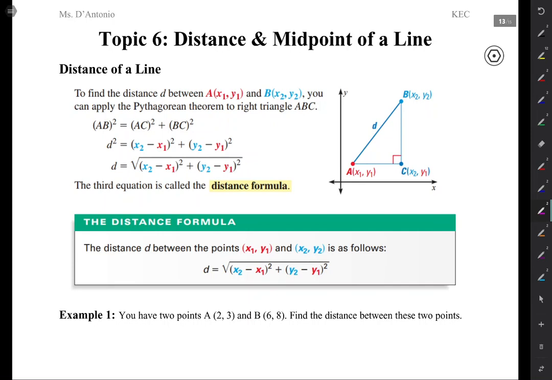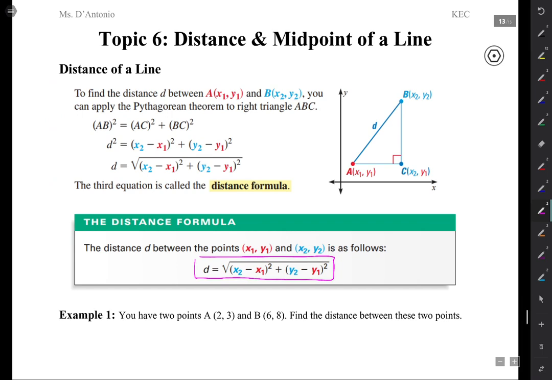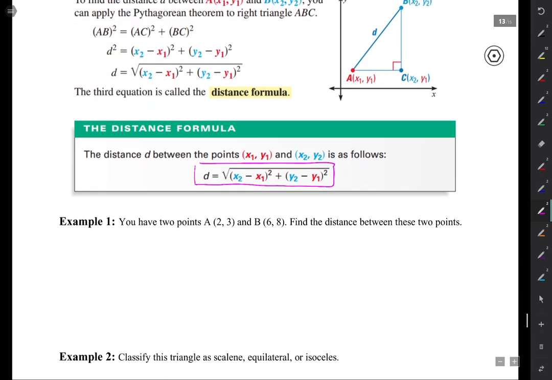In topic 6, we're going to be looking at finding the distance and midpoint of a line. So there's two formulas we're going to be using. The first one is the distance of a line formula, or the distance formula, and you can see that right down here. So this is an explanation of how to derive the formula, and I will explain that a little more in class, but let's just get to using it in this video.